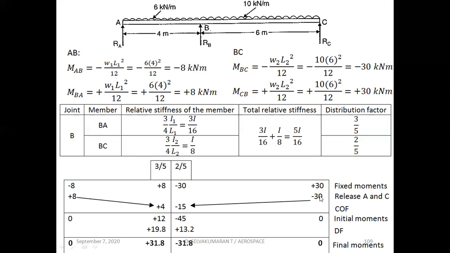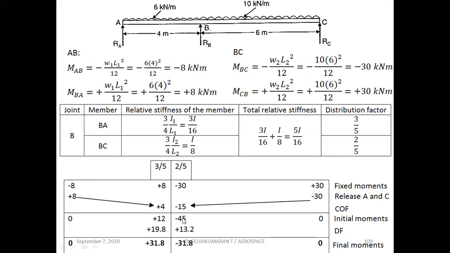The balancing moment should be carried over to the intermediate support. So minus 30, with carryover factor 0.5 or 1 by 2, gives minus 15. Plus 8 multiplied by the carryover factor 1 by 2 gives plus 4. Now draw a line here and add these values. You will get 0, plus 12, minus 45 and plus 30. These are called the initial moments. Now we have to distribute the unbalanced moment.